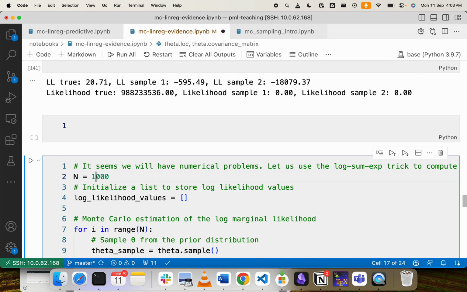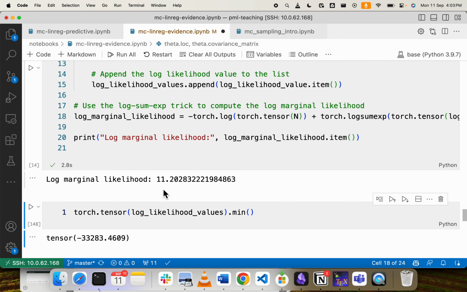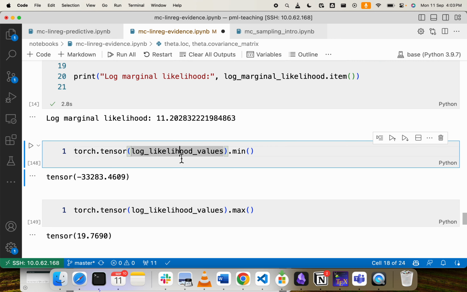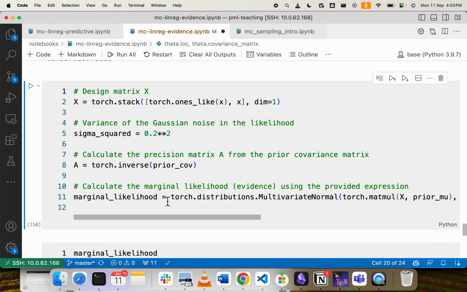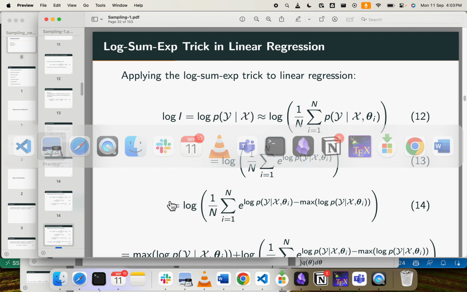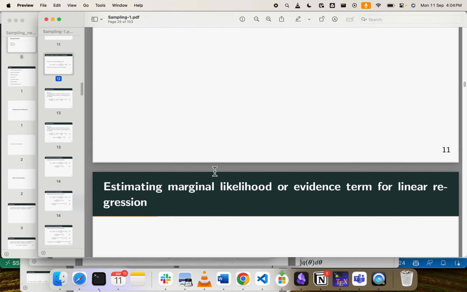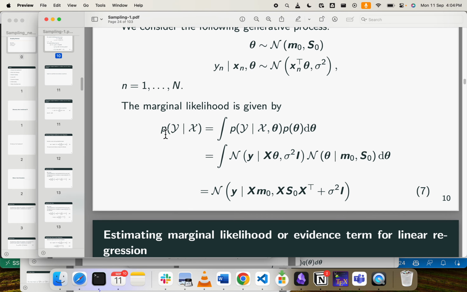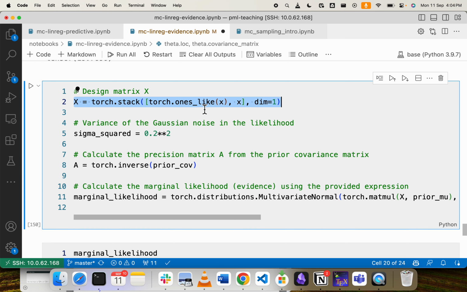If I run this for some number of samples, I am presently getting 11.2-ish some value, and as I had mentioned from looking at this, we know the true distribution also, we know the denominator term also here, right? P of y given x is a normal distribution in y given mean x m_0, and this is the covariance, right? So we can compute x to be like this.